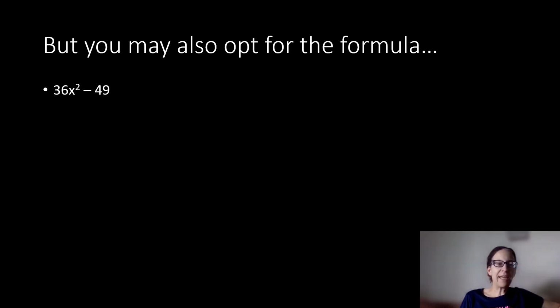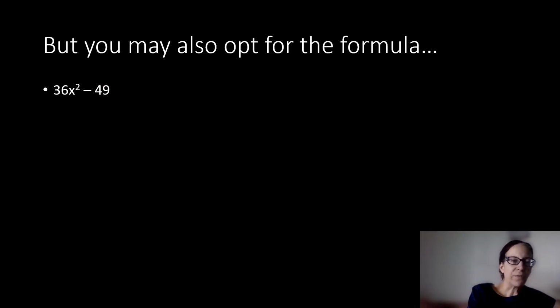Looking at this one, we have 36x squared minus 49. I hope you can recognize that 36 is a perfect square, as is 49. 36 is 6 squared and 49 is 7 squared.